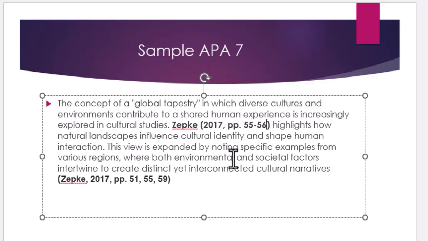Then at the end of the sentence, the whole citation should be in brackets. So you put the surname of the author, you put a comma, you put the year, you put a comma, then you put pages. So the pages you are citing are 51, 55, and 59. So you put each page on its own, separated by a comma, because these pages are not consecutive pages.